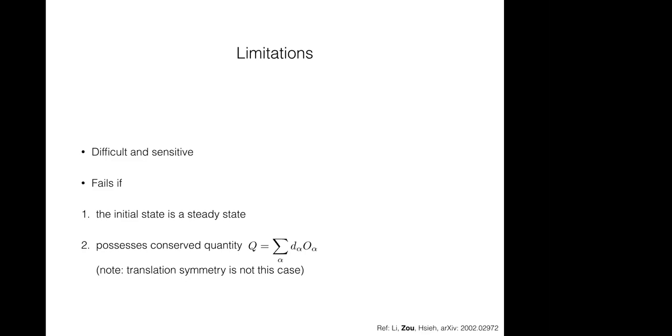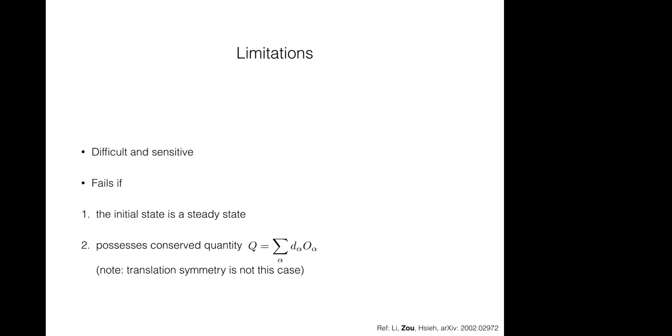Also, it has a more basic limitation, and that is it fails in some fine-tuned cases. For example, if the initial state is a steady state, then this method doesn't tell us anything because we are really relying on the change of the state under the Hamiltonian to determine the Hamiltonian. If the initial state is steady, then there's no change.